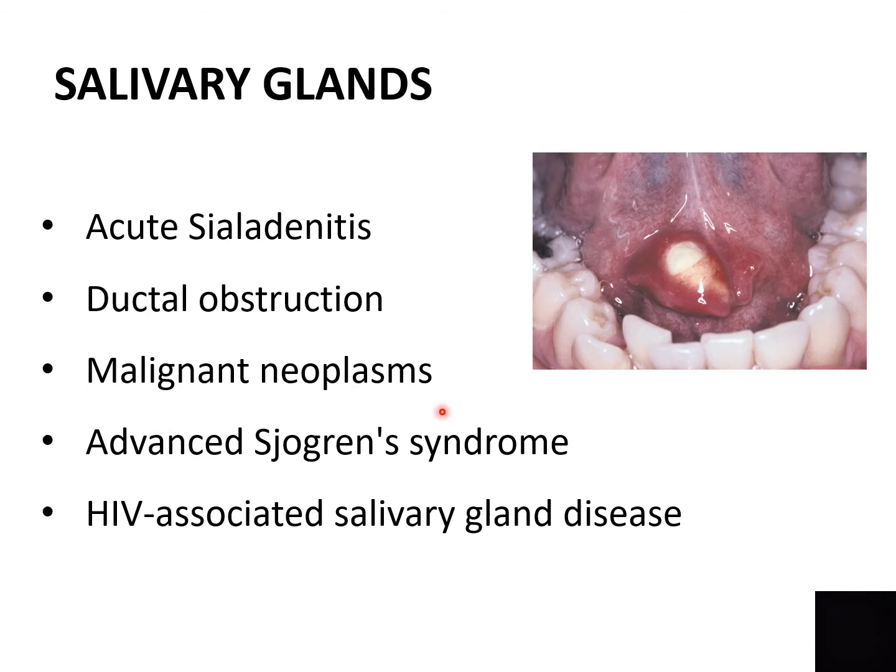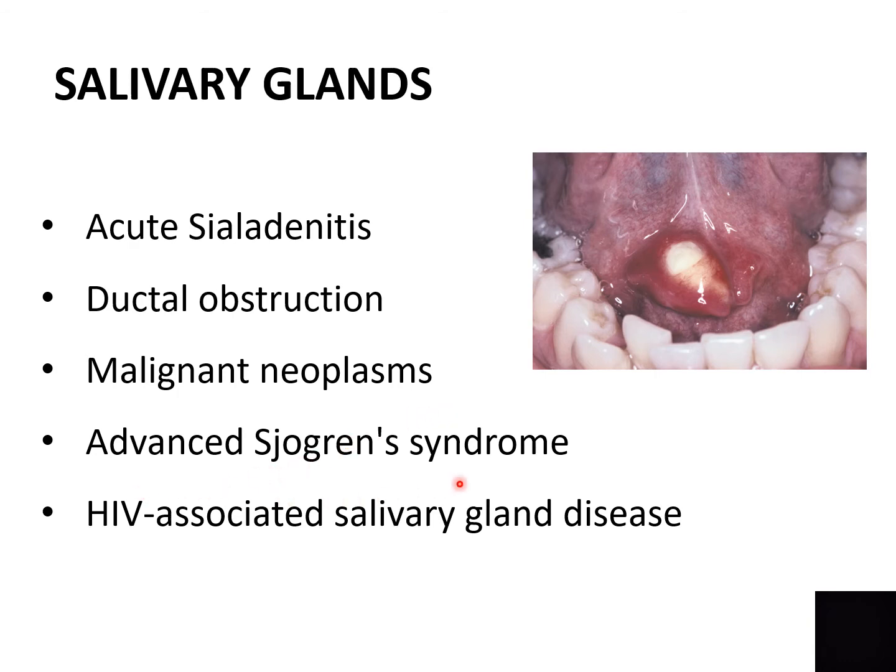Malignant neoplasms of the salivary glands can also present with pain. The more important ones are adenoid cystic carcinoma, which has classical perineural spread, squamous cell carcinoma, and carcinomatous changes in pleomorphic adenoma.